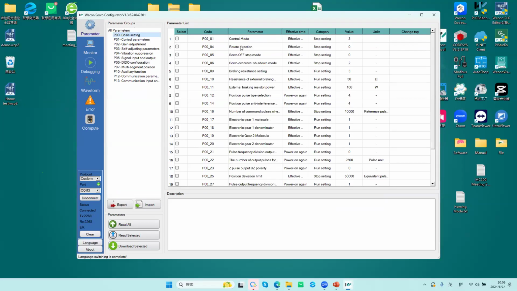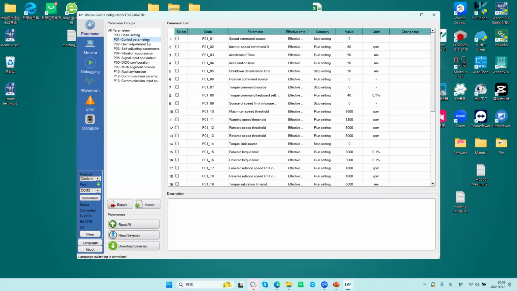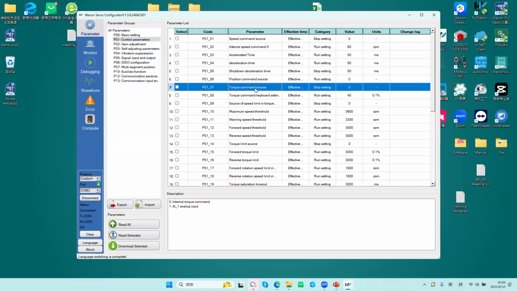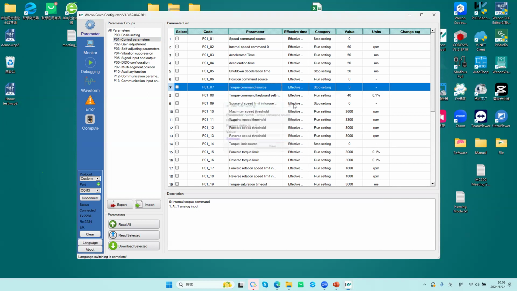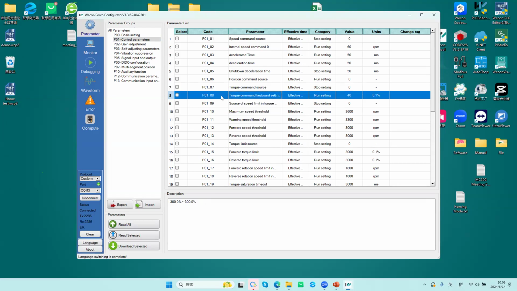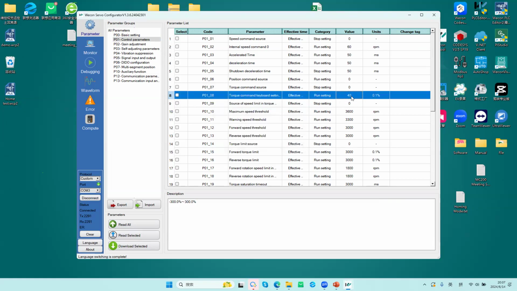First, torque mode, set it as 3, and now it is 3 already. And the second control parameter, torque command source. Here we use 0. 0 means internal command. And the list P1 and 8 is the torque we set. You can see now the torque is 40. 40 means 4% of our rated torque.